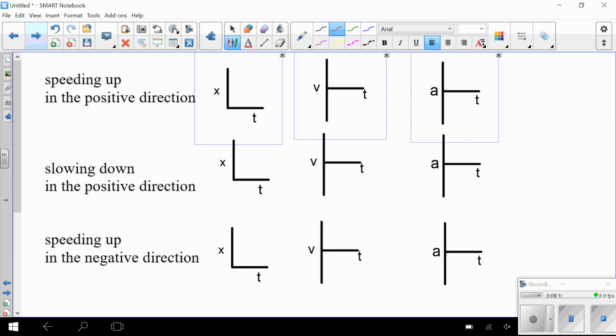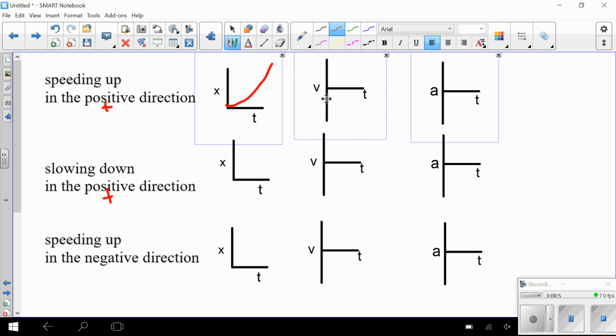Moving on, we are going to talk now about speeding up and slowing down. These first two we're moving in the positive direction. If we're speeding up in the positive direction, our graph of motion would start maybe at 0. We don't necessarily have to start at 0, but we would have something where we have a changing speed. In this kind of graph, you would start to see a curve whenever you're speeding up.